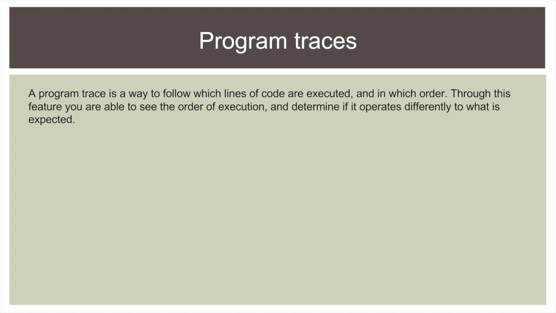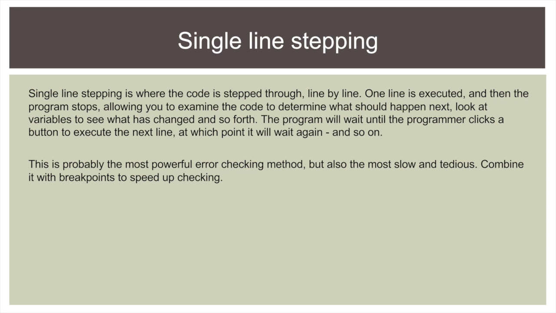A program trace is a way to follow which lines of code are executed and in which order. So it records each line as it goes, and you can see whether it's calling the right lines and so on, and check if this is different to what you expect.